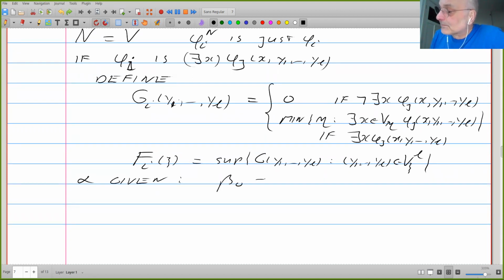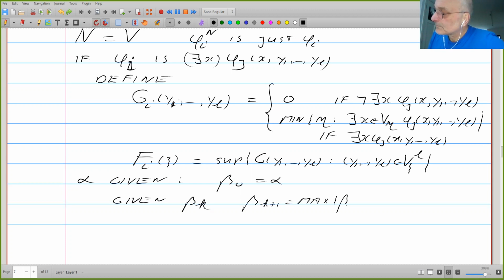Basically, alpha given, beta 0 is alpha. And what kind of letters do we still have left? Given beta k, put beta k plus 1. Oh, k was forbidden. Too bad.